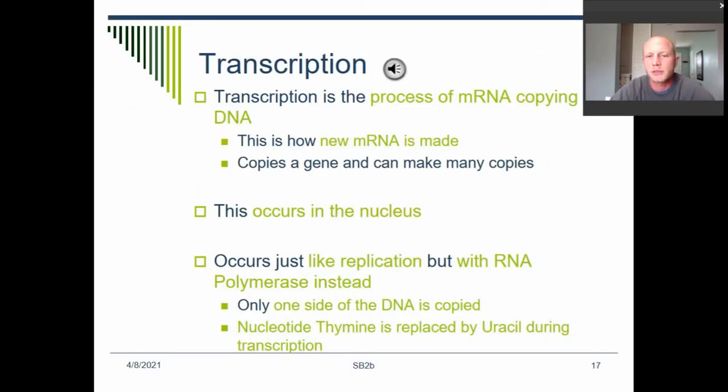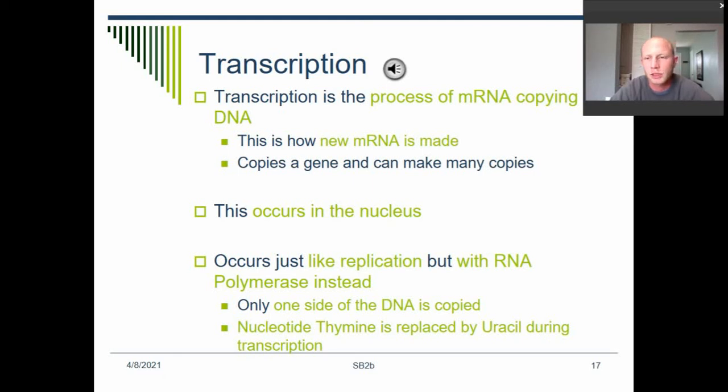All right, so transcription is the process of mRNA copying DNA. DNA stands for deoxyribonucleic acid, and we've talked about that a few times. RNA is very similar, except RNA stands for ribonucleic acid. So you're just missing the deoxy. It's just ribo. Ribonucleic acid, right? And the M in front of it stands for messenger. So this is a messenger molecule. Messenger RNA is copying the DNA. This is how new mRNA is made.